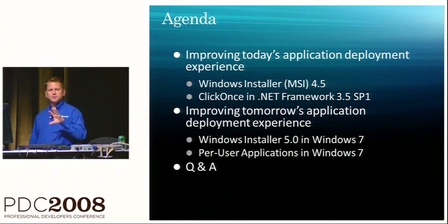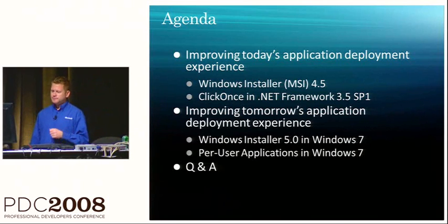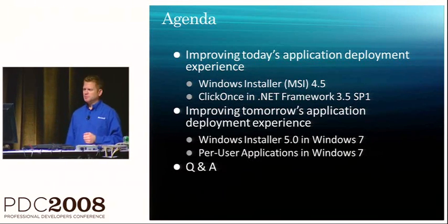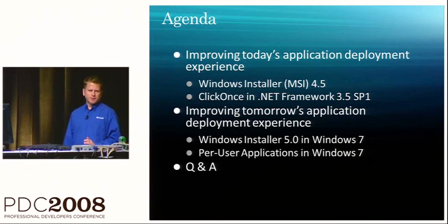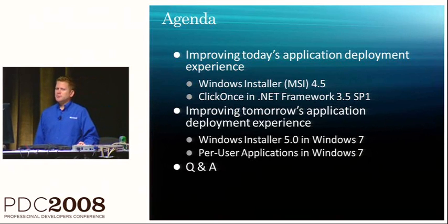And then I'm going to switch gears and start talking about Windows 7, and the changes that we're making there. We have a new version of the Windows Installer that's shipping in Windows 7, which is Windows Installer 5.0. And we're also enabling what we're calling per-user applications in Windows 7. I'll talk a little bit more about what that is, what the benefits of that are, and how you can get benefit from that using the Windows Installer in Windows 7.